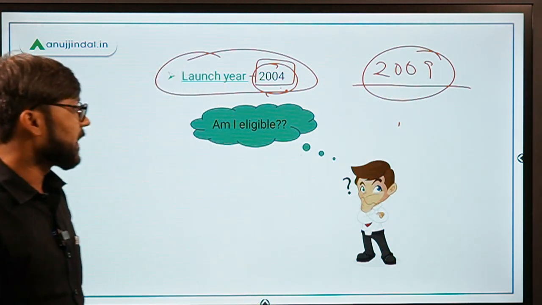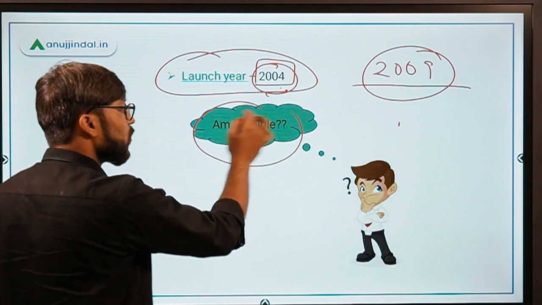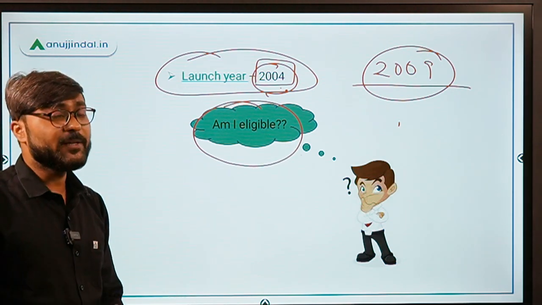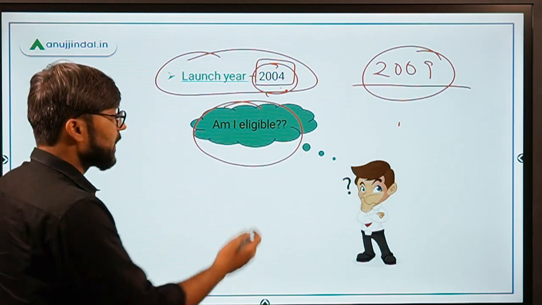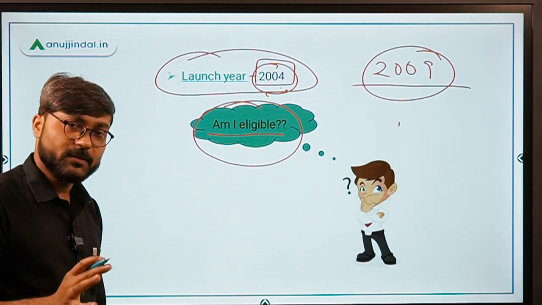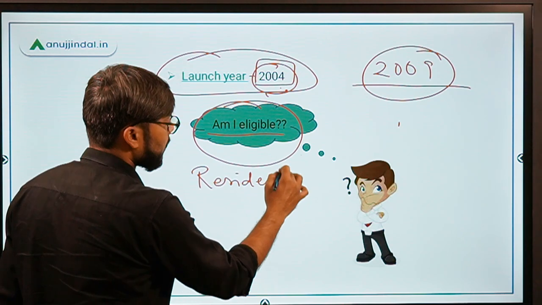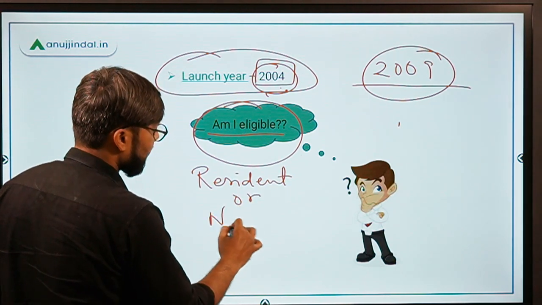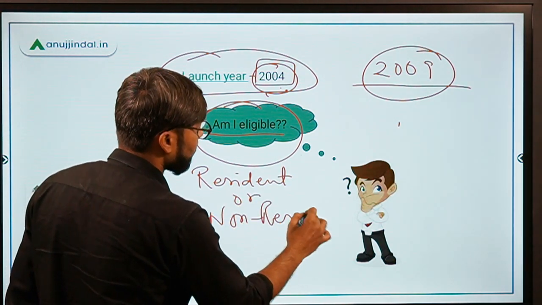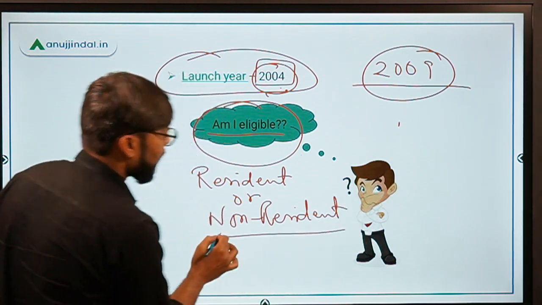All right, and if you talk about the eligibility, then who are eligible? So as I told you already, this scheme is for all the citizens of India. Theek hai, jitne bhi citizens hain, both resident or non-resident. Whether they are resident or non-resident, they are eligible for applying for this scheme.